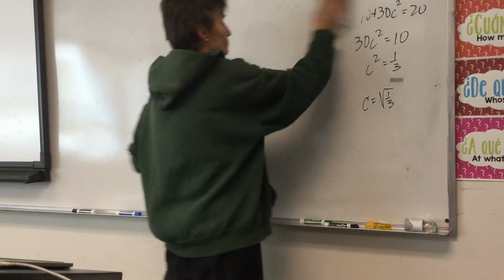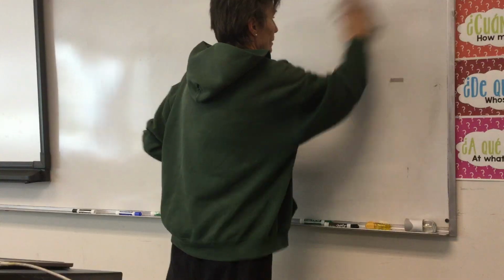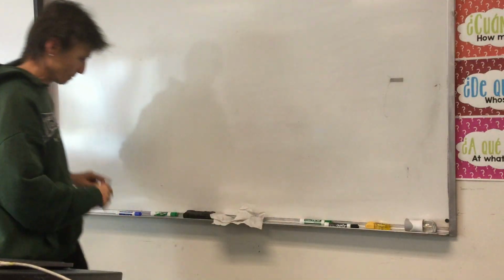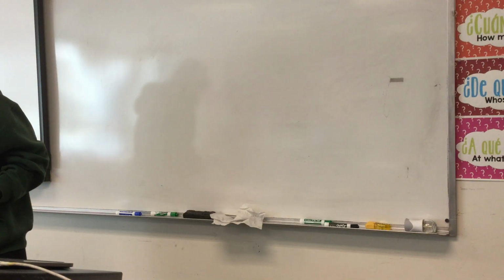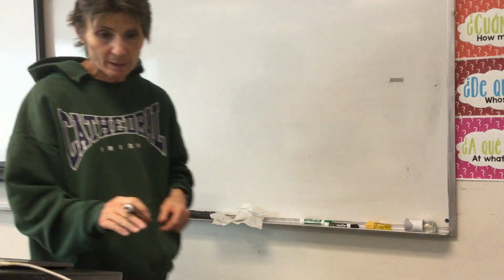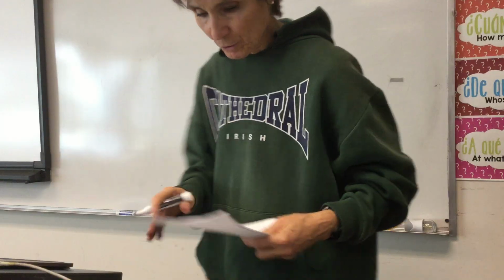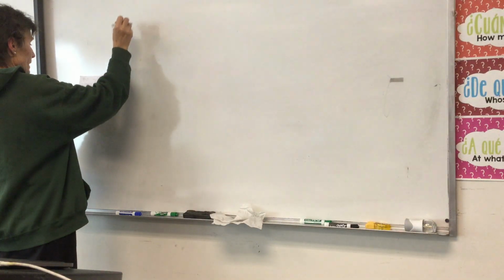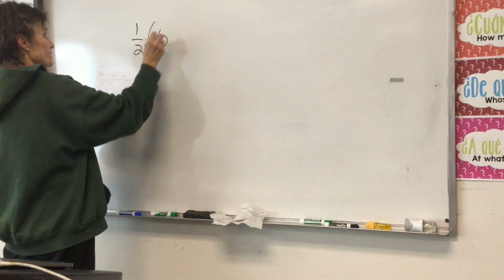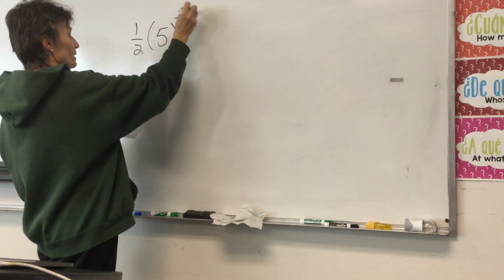Find f of negative 3 if f of x is 1/2 times 5 to the x plus 1. Wait a minute, I've got to find my homework paper. Here we go, it's number 2. So I need to do 1/2 times 5 to the negative 3 plus 1.